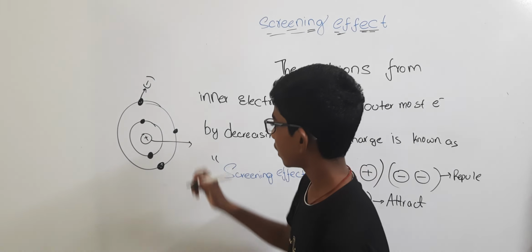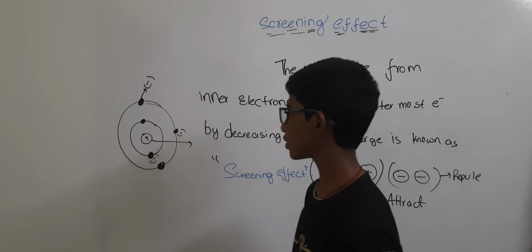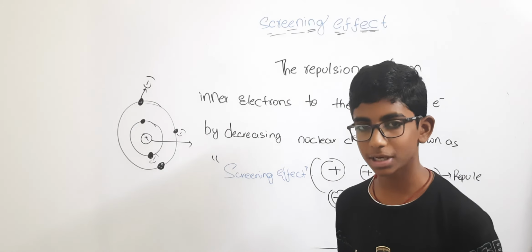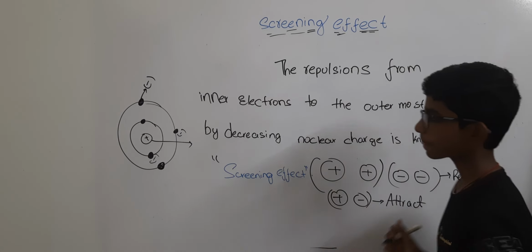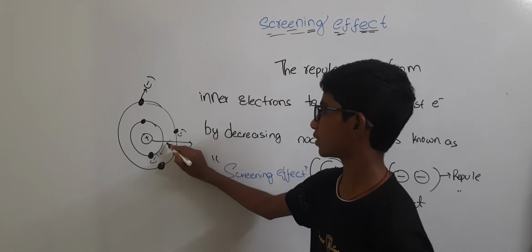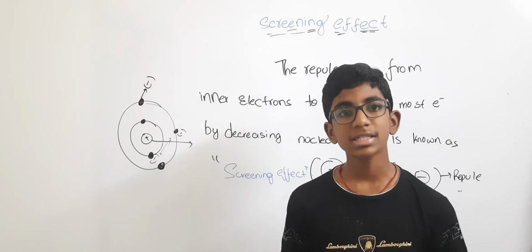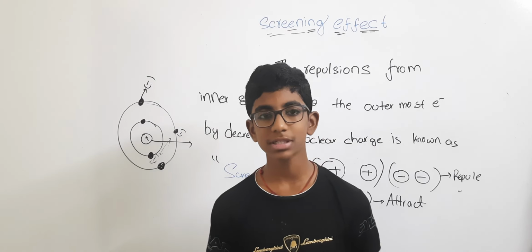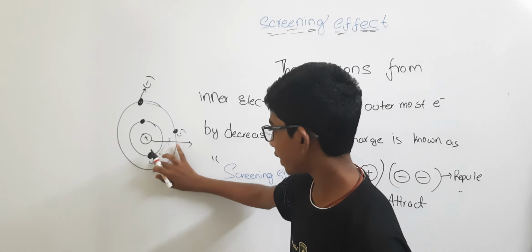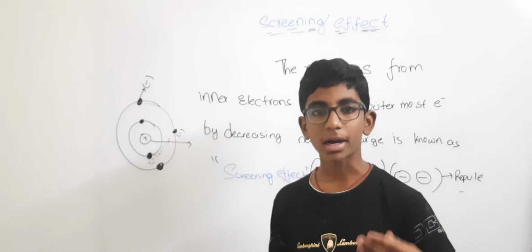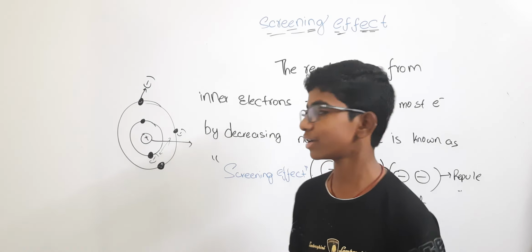And this electron has a negative charge, and this electron also has a negative charge. Both negative charges will repel each other. In this way, they reduce the attraction from the nucleus. This is known as the sealing effect or screening effect. Why does that name come? The inner electrons seal the attraction from the nucleus to the outermost electrons, so it is known as the sealing effect.